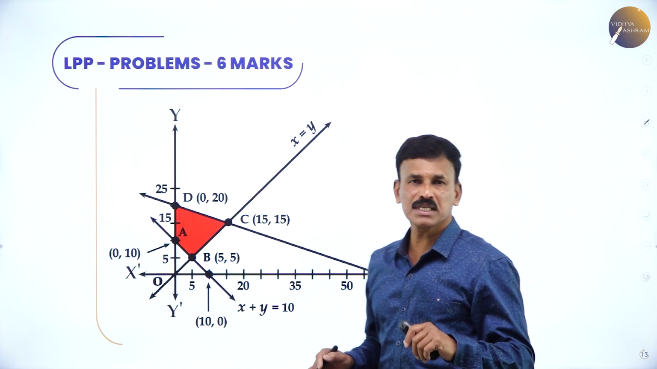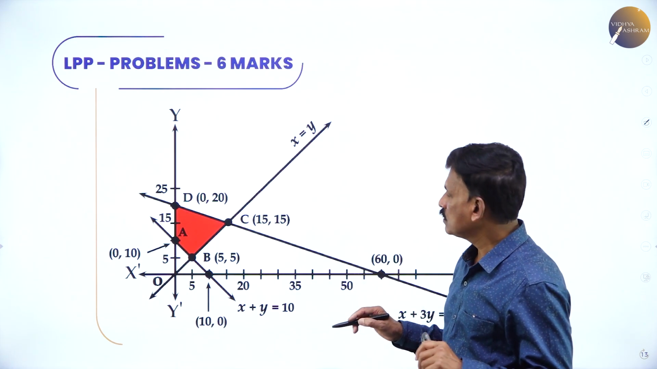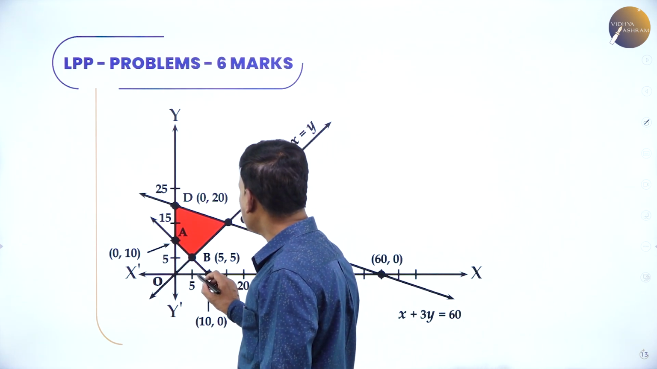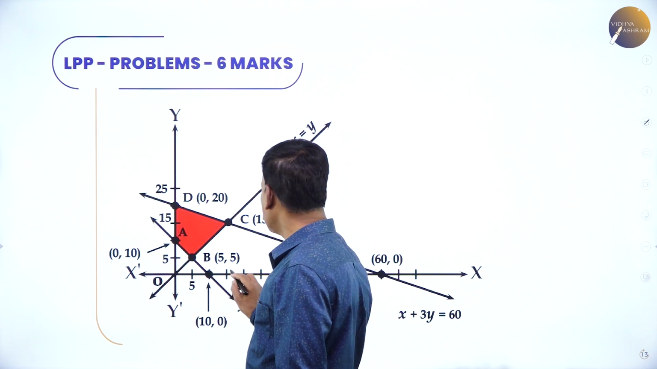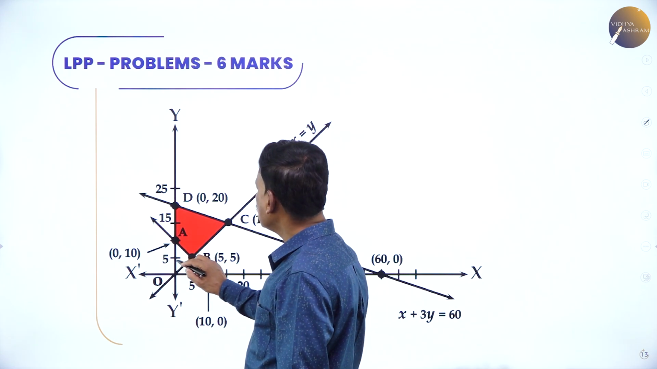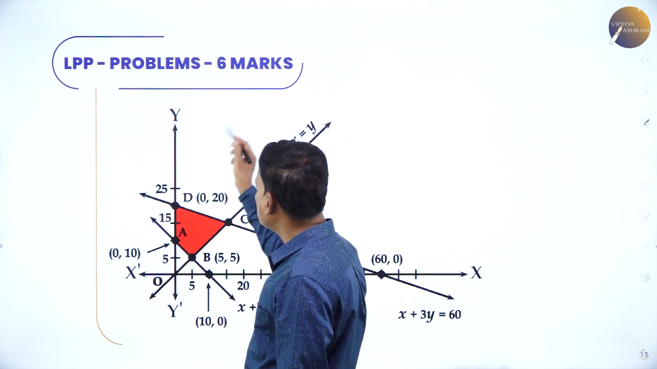Now let us represent these points on the graph. Let us take 1 centimeter is equal to 5 units. 5, 10, 15, 20, 25, 30. 5, 10, 15, 20, 25, 30 like this.